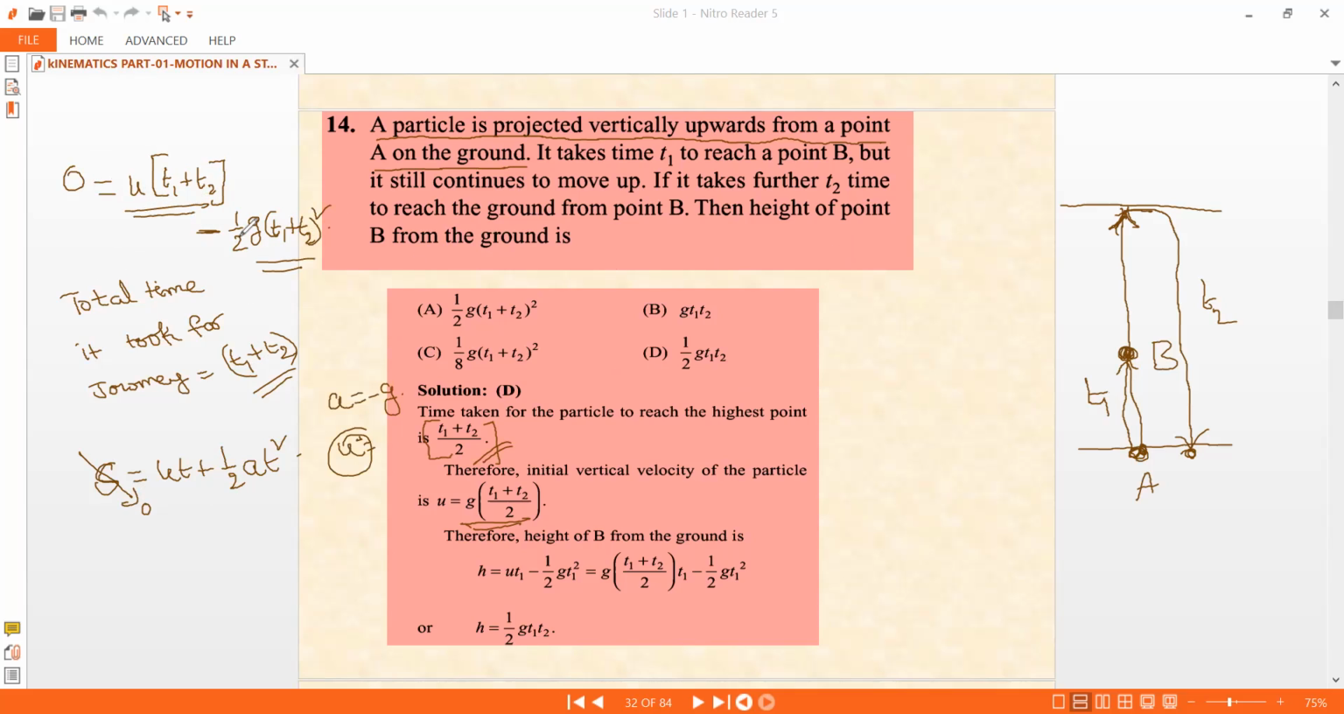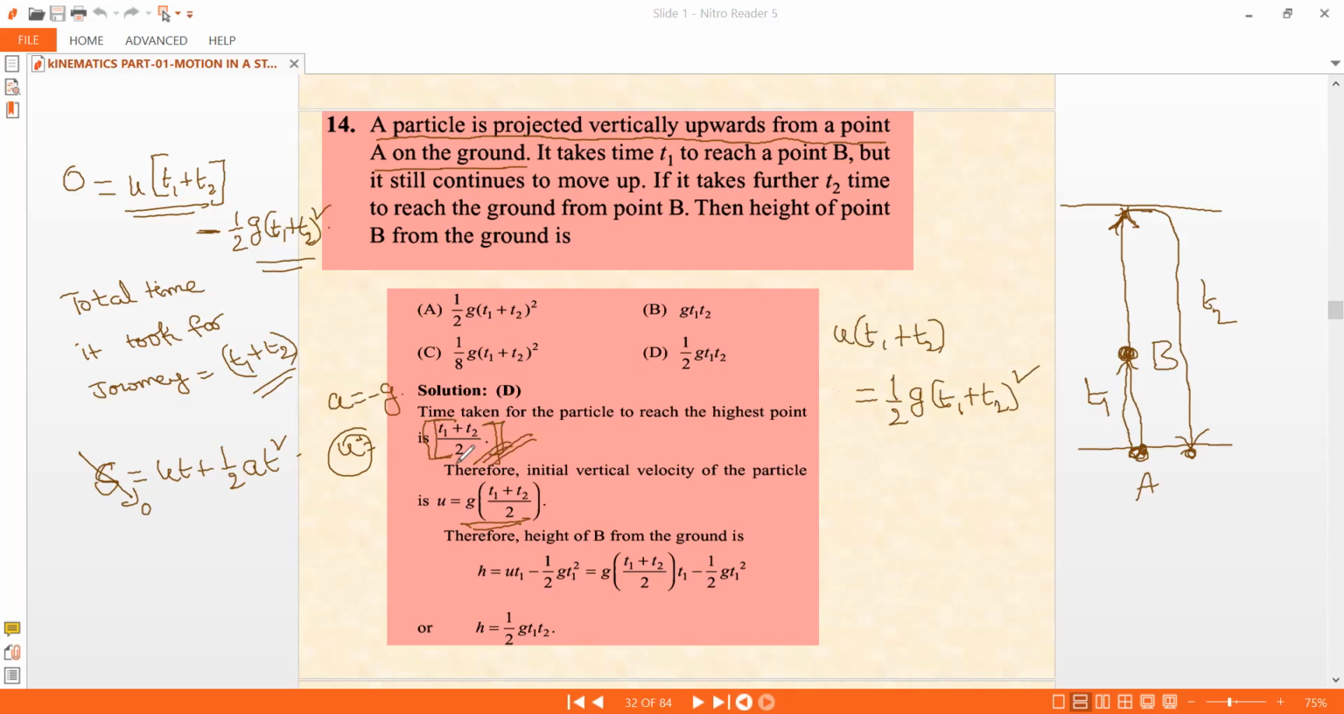So here u times (t1 plus t2) is equal to half g (t1 plus t2) whole squared. Like this you can do. You need not go by this also, but anyway, we'll come to this.